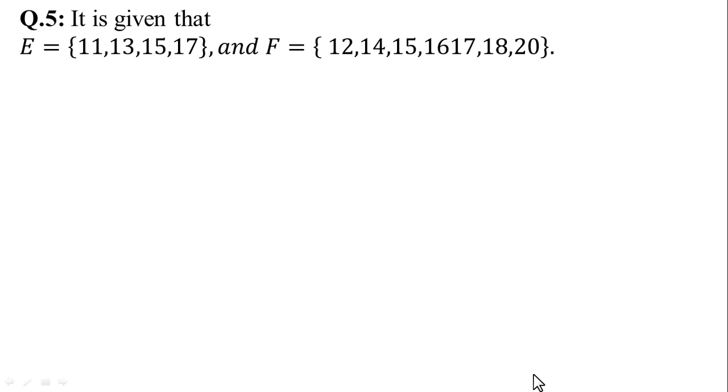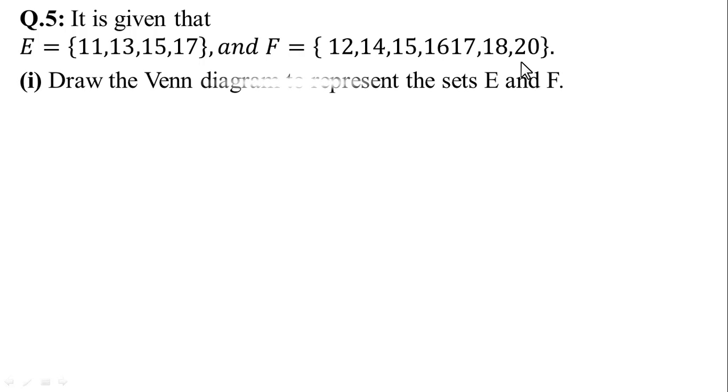Now we will solve the next question, question number 5. It is given that E is equal to 11, 13, 15 and 17 and F is the set of 12, 14, 15, 16, 17, 18 and 20. Now in the first part, draw the Venn diagram to represent E and F.